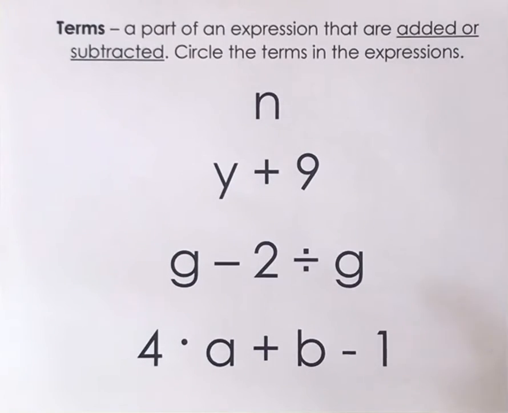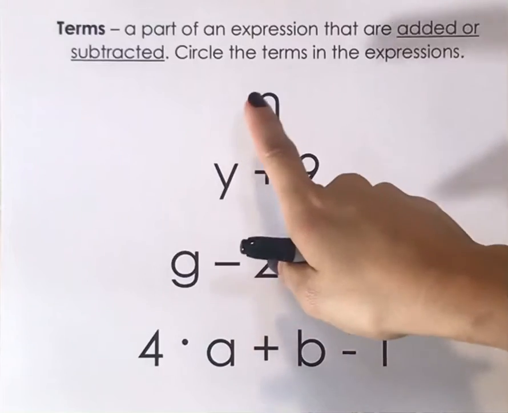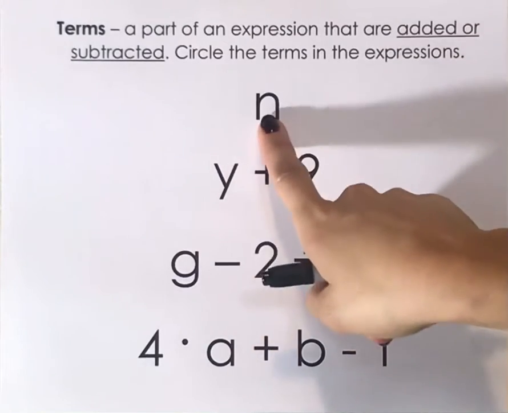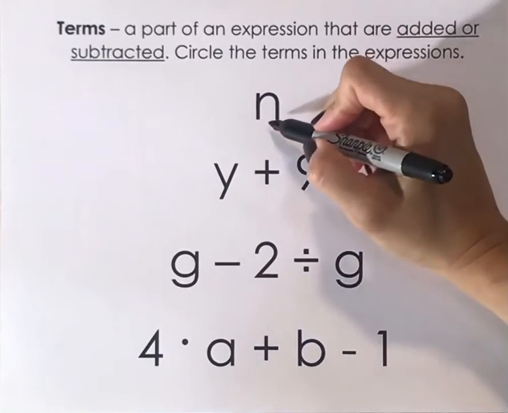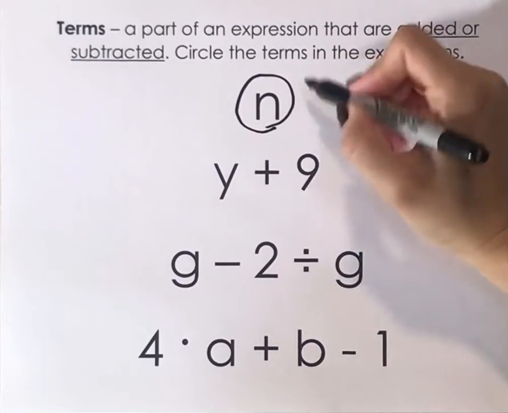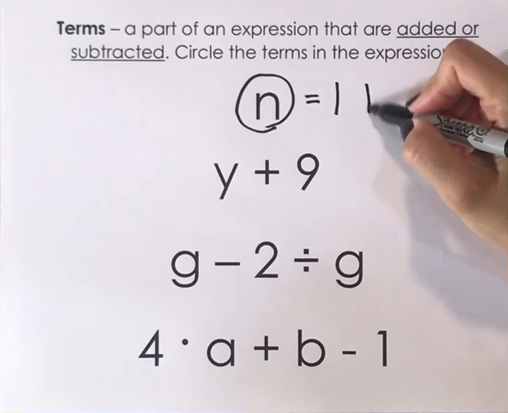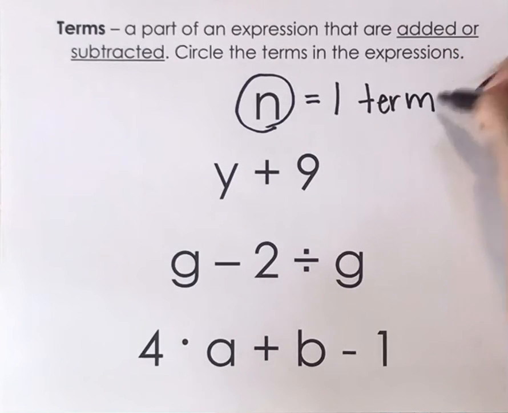So for example, on the very first problem, I have an n, okay? N is considered a term or a variable. So if I were to circle that, I would say that n is considered one term, okay? A letter, a number, those are all terms, one term, all right?